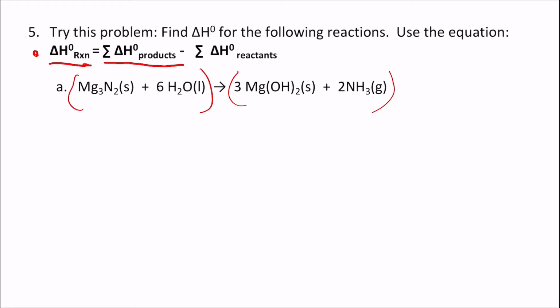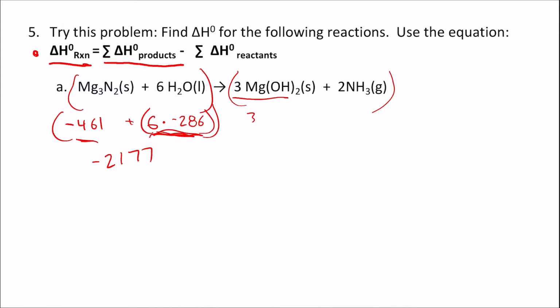Okay, so first up, the magnesium nitride is negative 461. And then there are 6 waters. Each water is negative 286. So we're going to multiply these together and then add it to this. And that's going to give us negative 2,177. And then over here, we're going to do 3 times magnesium hydroxide, which is negative 925. And then we're going to add that to 2 times the ammonia, which is negative 46.1. And then when we figure those out and add it all up, we'll get negative 2867.